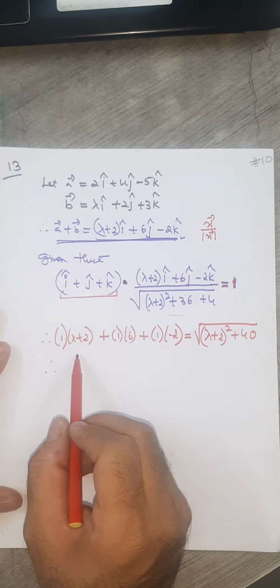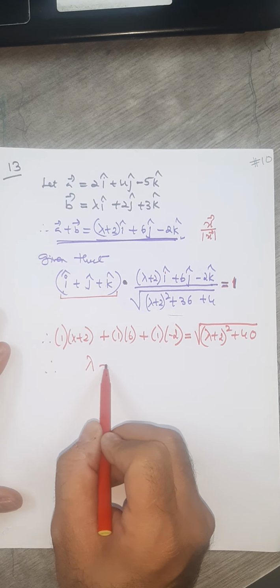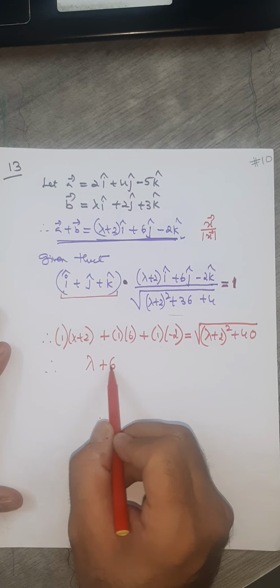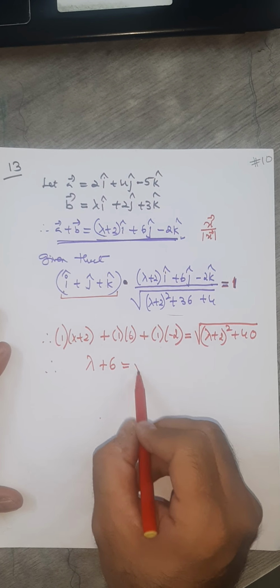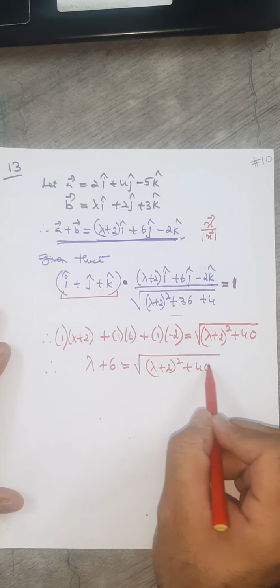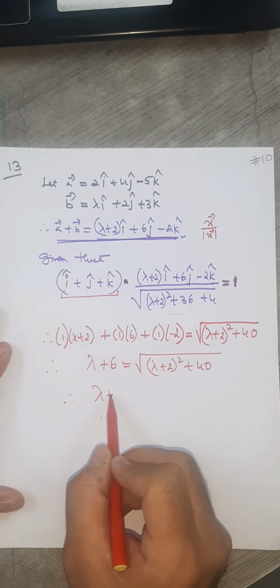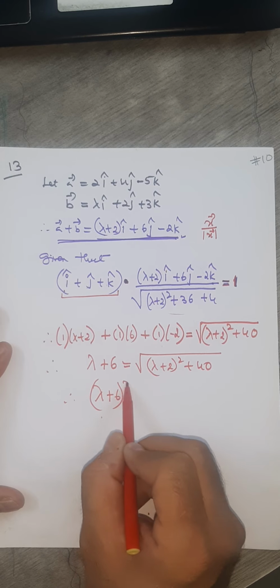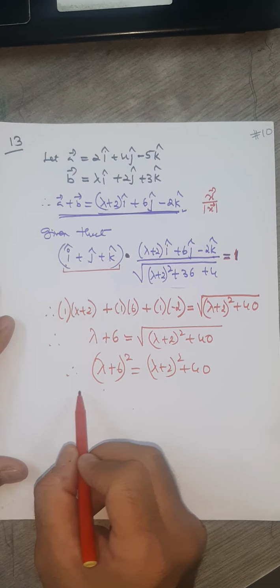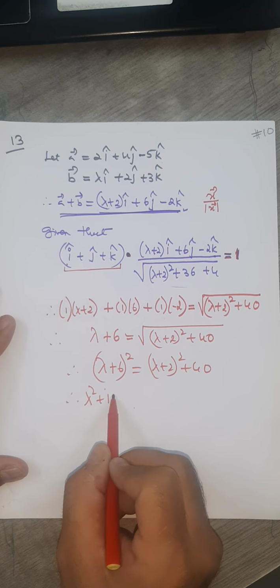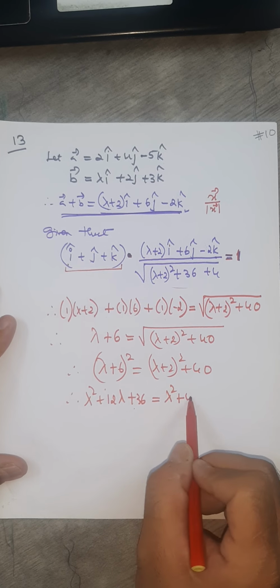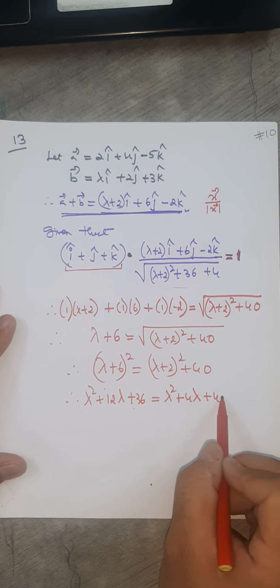Now here what we'll get? Lambda plus, this is 6 minus 2, 4 plus 2, so lambda + 6 equals to, let's write one more step here, square root of (lambda + 2)² + 40. We want lambda, so I'll just square it. (Lambda + 6)² equals to (lambda + 2)² + 40. So lambda² + 12 lambda + 36 equals to lambda² + 4 lambda + 4 + 40 here.